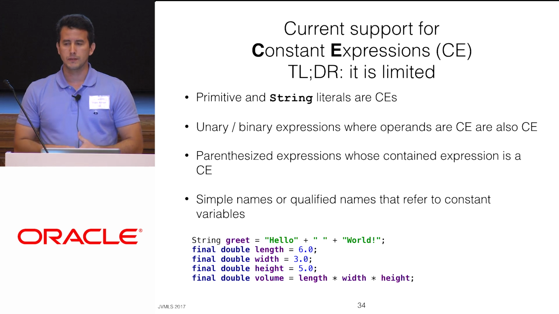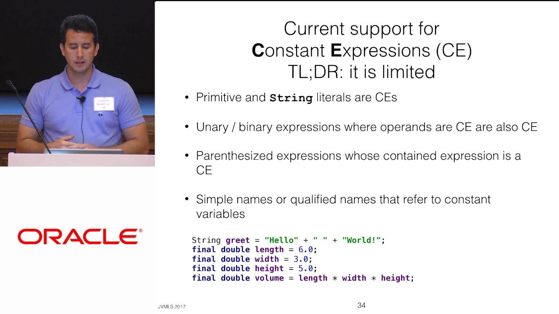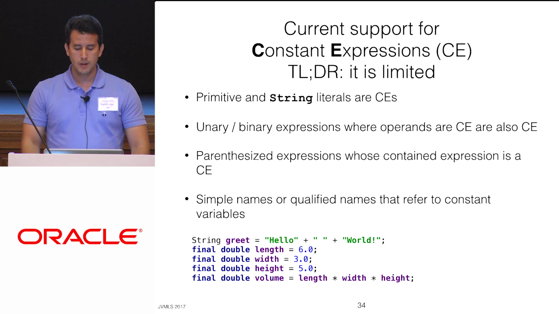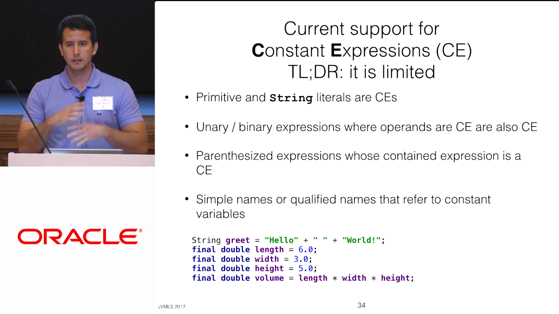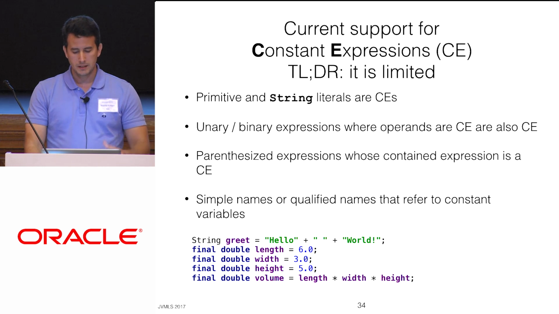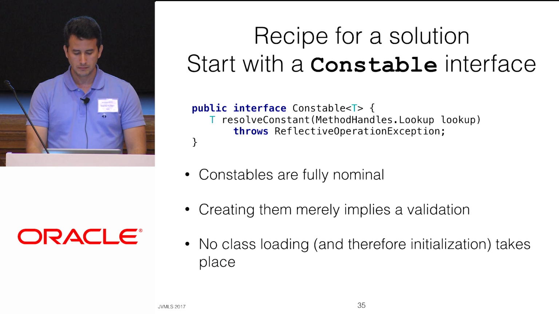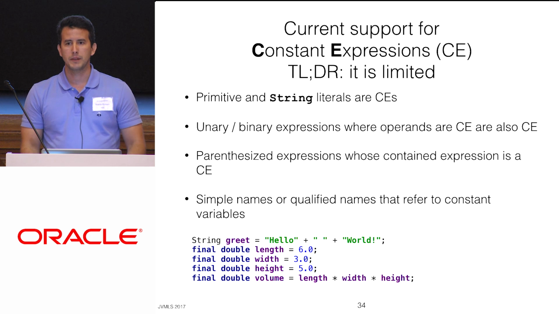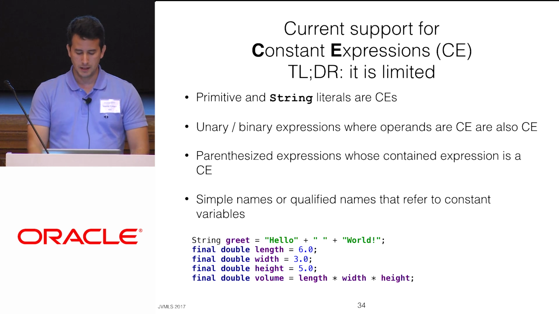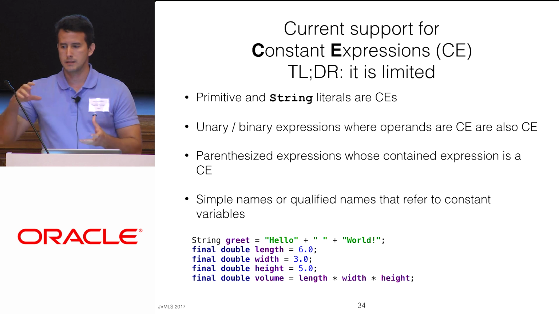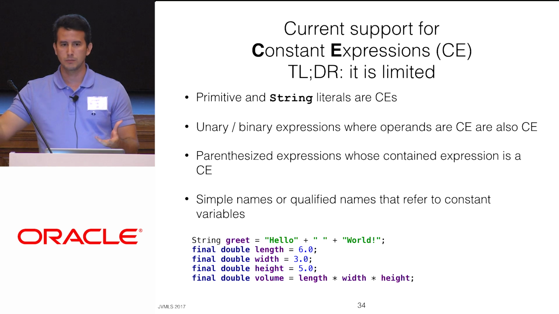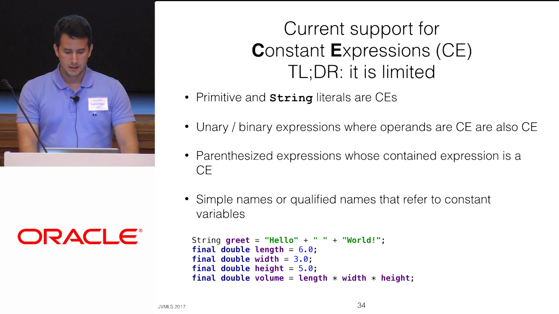So what's the current support for constant expressions in Java? Basically, primitive and string literals are considered constant expressions, and combinations of them are also considered constant expressions. But there are some limitations. For example, we can't represent something like a method type directly using the language and have that actually be represented in the constant pool as a constant.